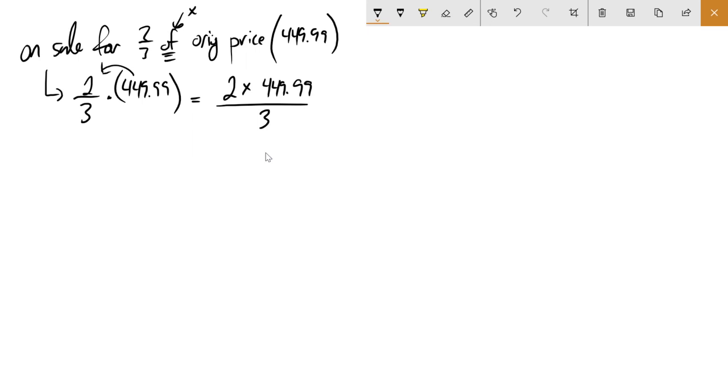So if you take 449.99 times 2, then that gets you what? 999.98? Wait, isn't it 890? I think it should be 899.98. Okay. So first you can multiply by the 2, then you can divide by the 3. And then if you divide that by 3, what do you get?